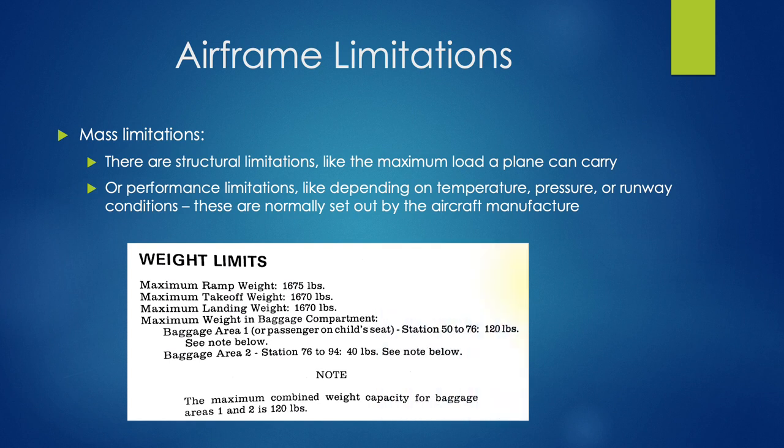Now each aircraft will have a structural limitation or a mass limitation. So it's the maximum amount of payload we can put in an aircraft and it's still being safe to fly. Okay, and it does have this weight put on a placard, and it will give us the maximum ramp weight, so the weight before we start taxiing. It will give us a takeoff weight as well, so the maximum weight before takeoff, and a landing weight.